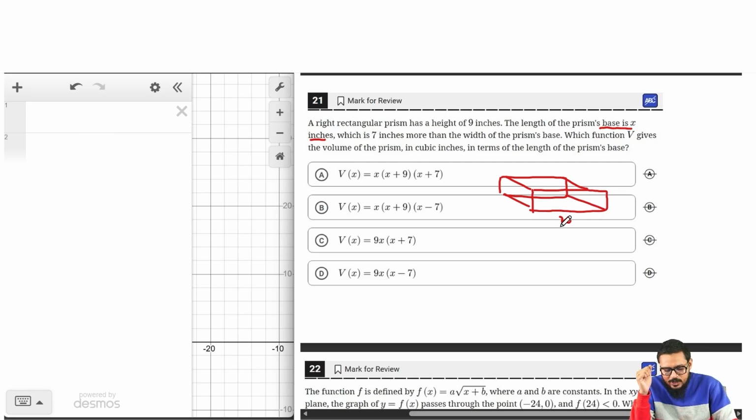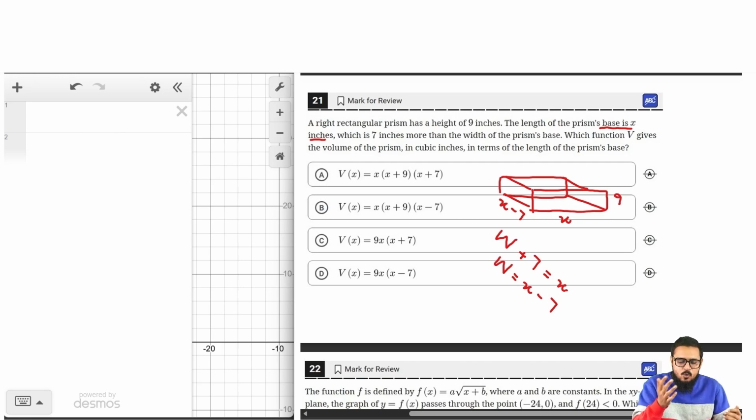Now what does the question say? Let's say I've got an unknown width. If you add 7 to it, you will get your value of x, right? So obviously my width would be x minus 7. It wouldn't be x plus 7. So I can say that the width would be x minus 7. I already know the height, which is provided to me at the top as 9 inches.